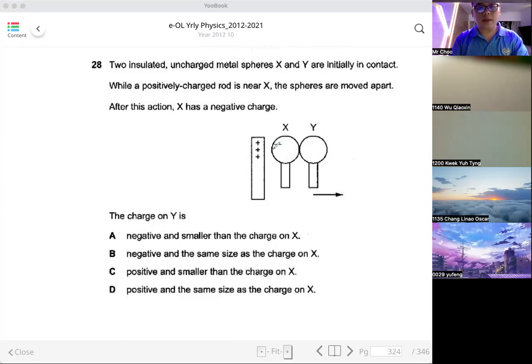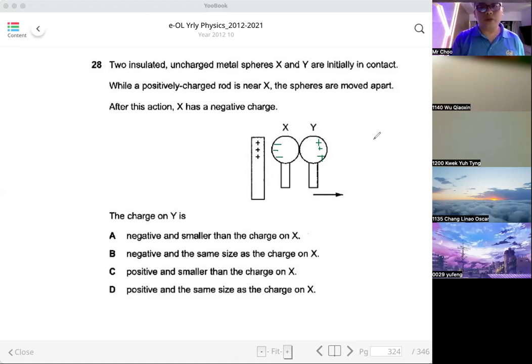Okay, so where it is near on the left will be negative. On the far end will be positive. Is that clear? And that is before the X and Y are moved away. So when you put the positive near X, the left side of X will become negative, the far end of Y will become positive. So on the left side, there will be more electrons. On the right side will be fewer electrons.